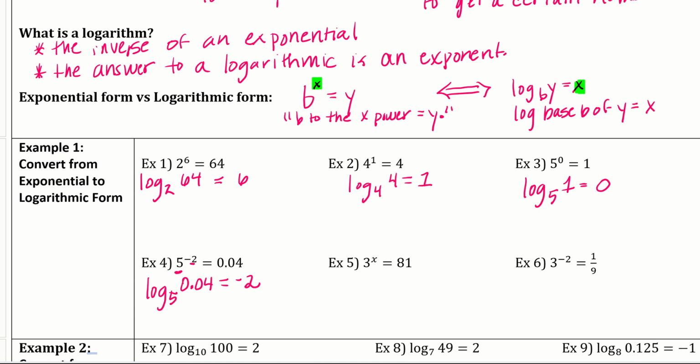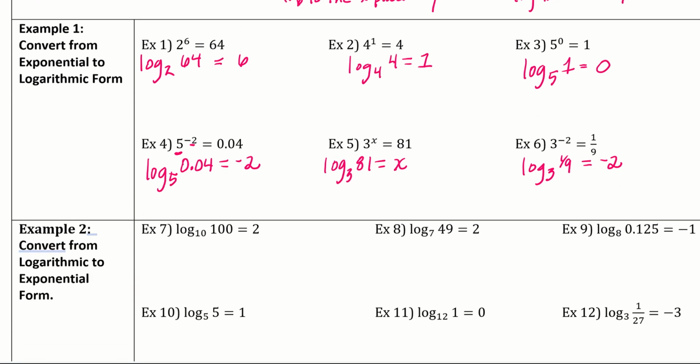Okay, the next one is 3 to the x power equals 81. This one doesn't have a number for the exponent, it just has a variable. So this will be log base 3 of 81 equals x. And then the final one will be log base 3 of 1/9 equals -2. When we raise 3 to the -2 power, we get 1/9. So this is just a back and forth. We're going to practice that on our homework, and hopefully that helps you out.